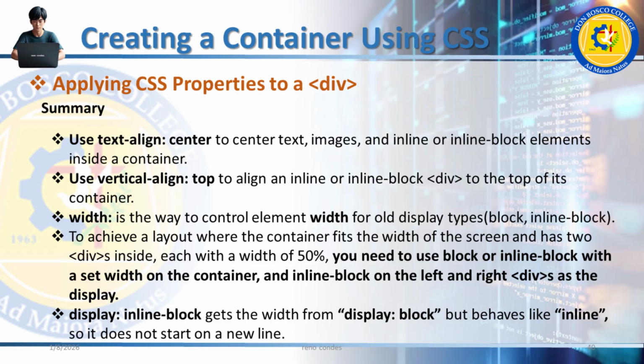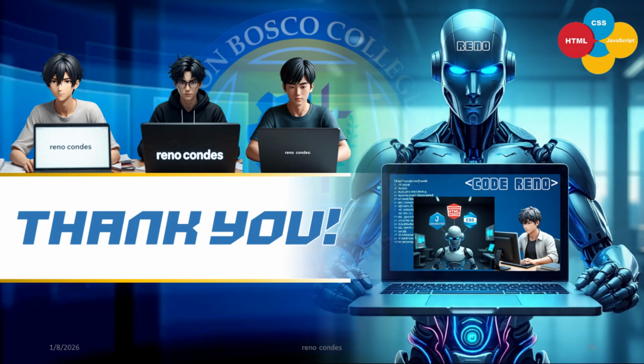To achieve a layout where the container fits the width of the screen and has two divs inside, each with a width of 50%, you need to use block or inline-block with a set width on the container, and inline-block on the left and right divs as the display. Display inline-block gets the width from display block but behaves like inline, so it does not start on a new line.